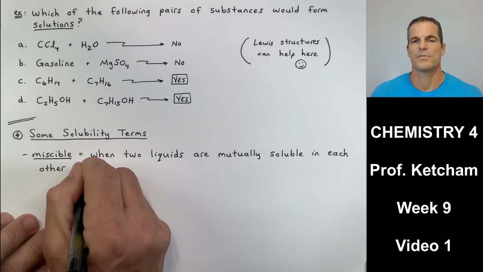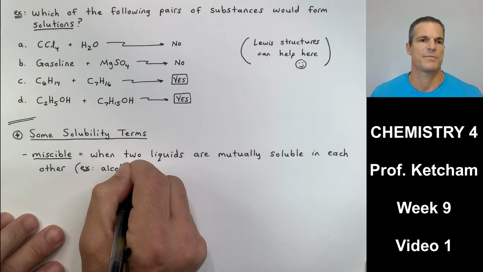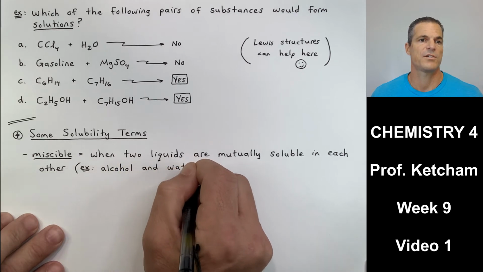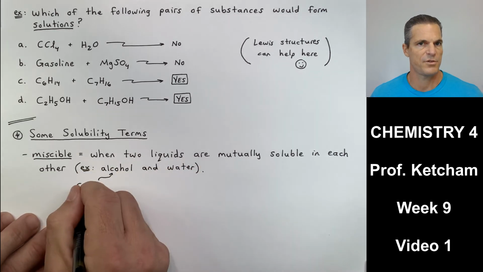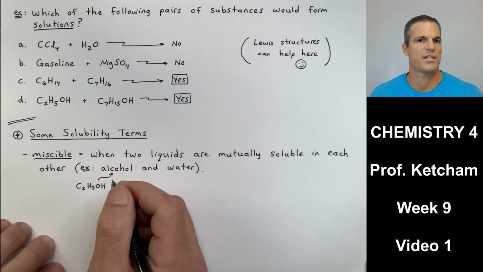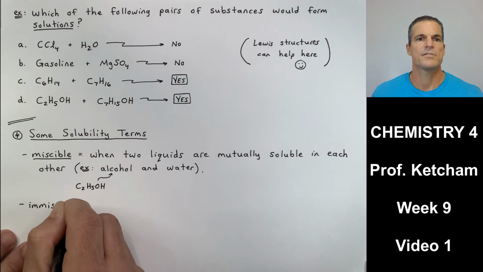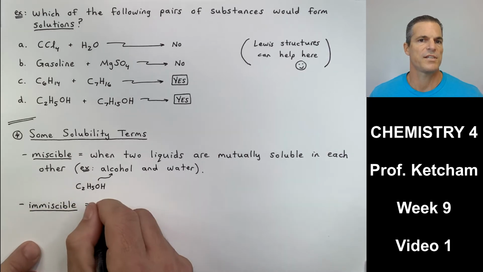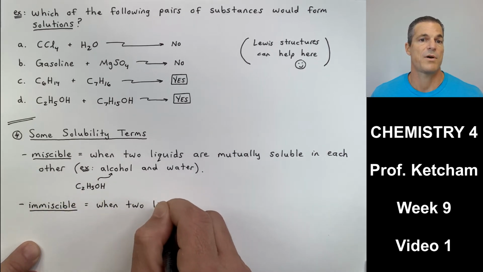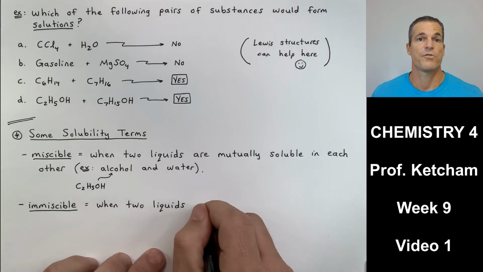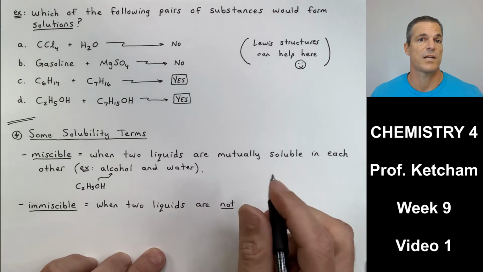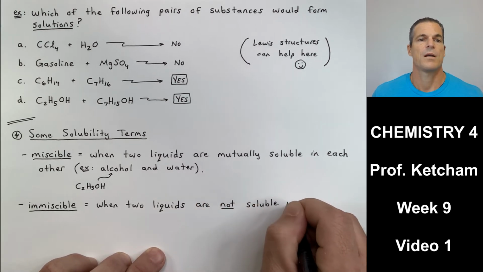All right, let's take care of some vocabulary at the bottom of this page of our notes. Some solubility terms. I have two terms I want to introduce to you. Your book doesn't necessarily introduce these terms, but they are important. Miscible is when two liquids are mutually soluble in each other. For example, alcohol and water. You can freely mix alcohol and water. These two substances are said to be miscible.